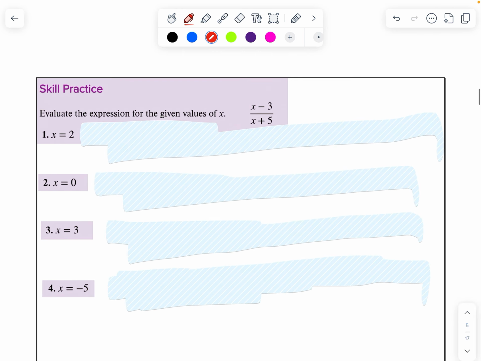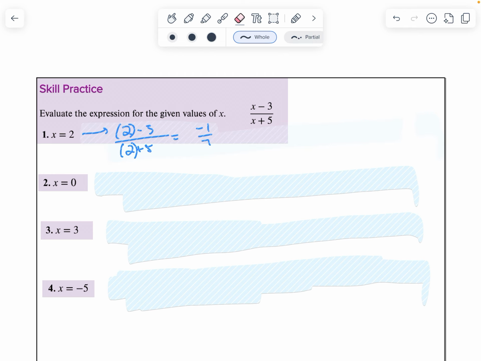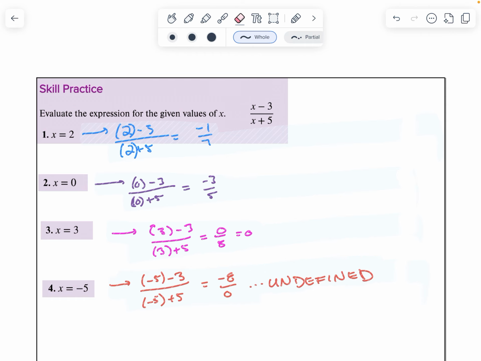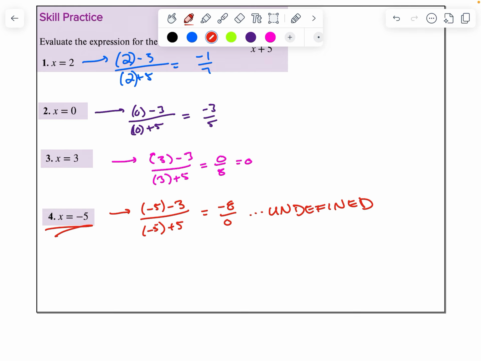All right, take a second and try these. I'm going to erase and show you my answers in 3, 2, 1. This is what happened when I evaluated for 2. I got negative 1 over 7. When I evaluated for x equals 0, negative 3 over 5. When I evaluated for 3, I got 0 over 8, which is the same thing as 0. And when I evaluated for negative 5, I got 8 over 0, which is undefined. That tells me that x equals negative 5 is a restricted value.